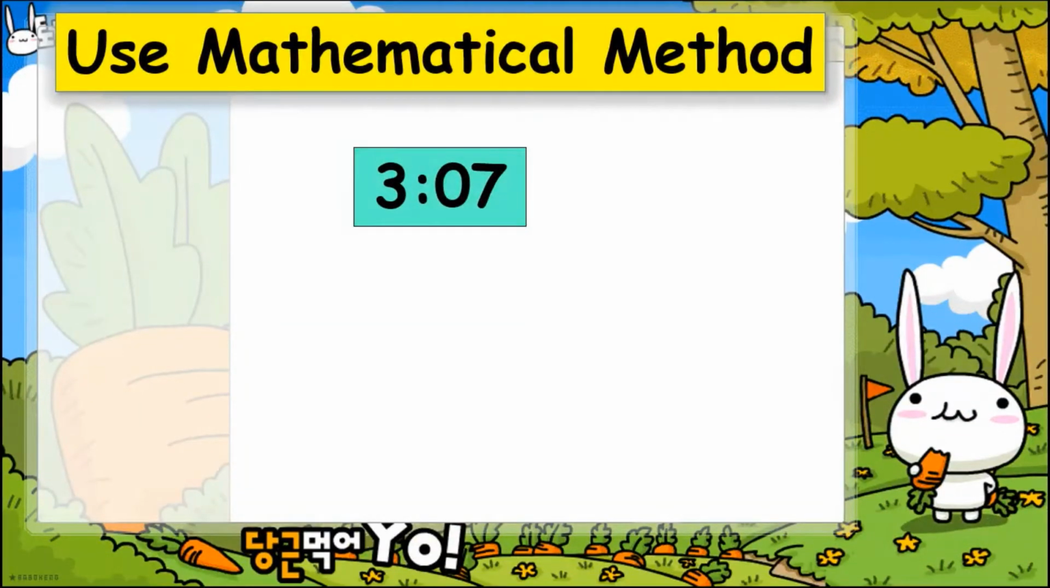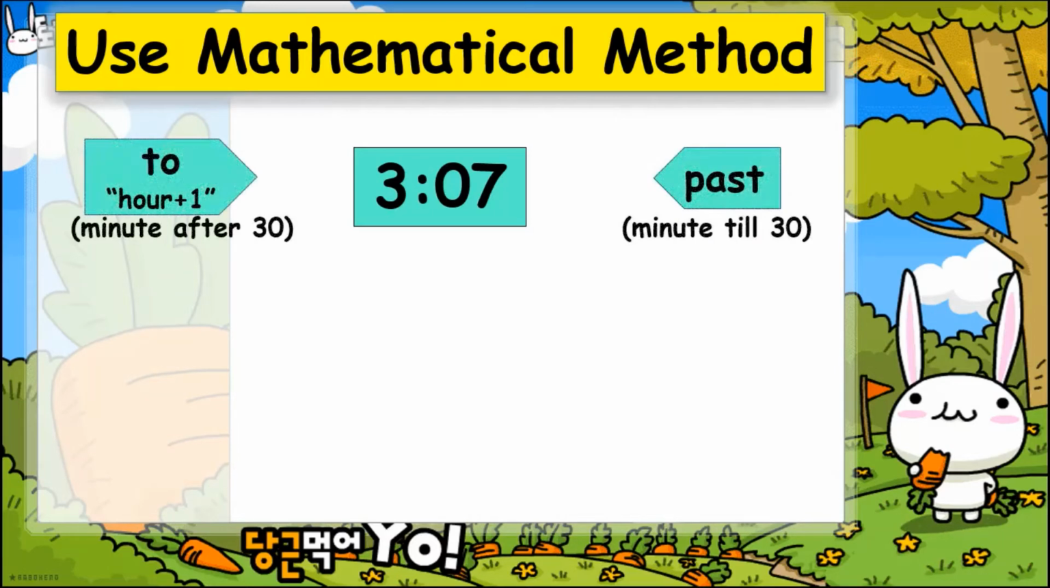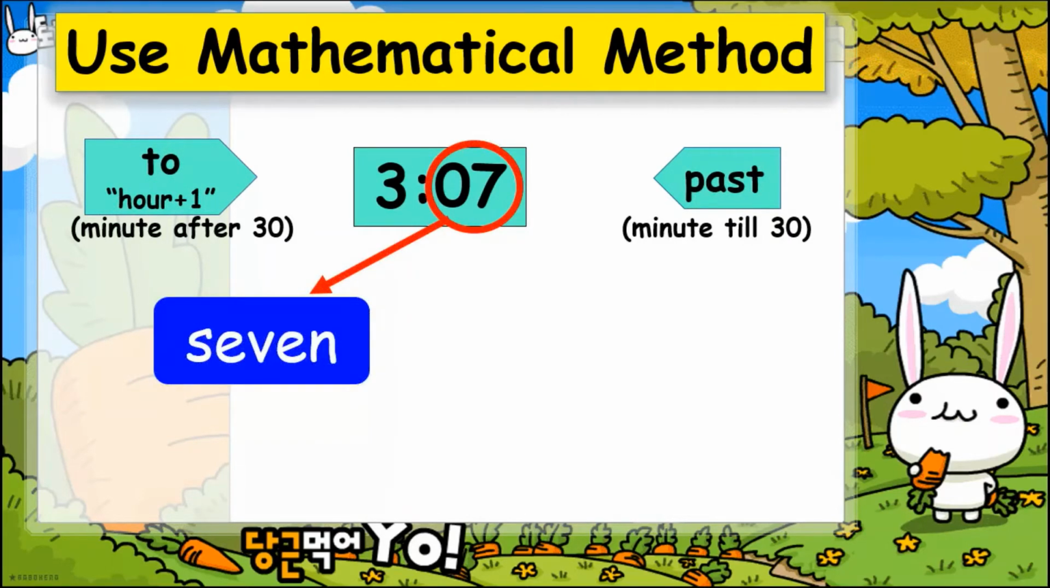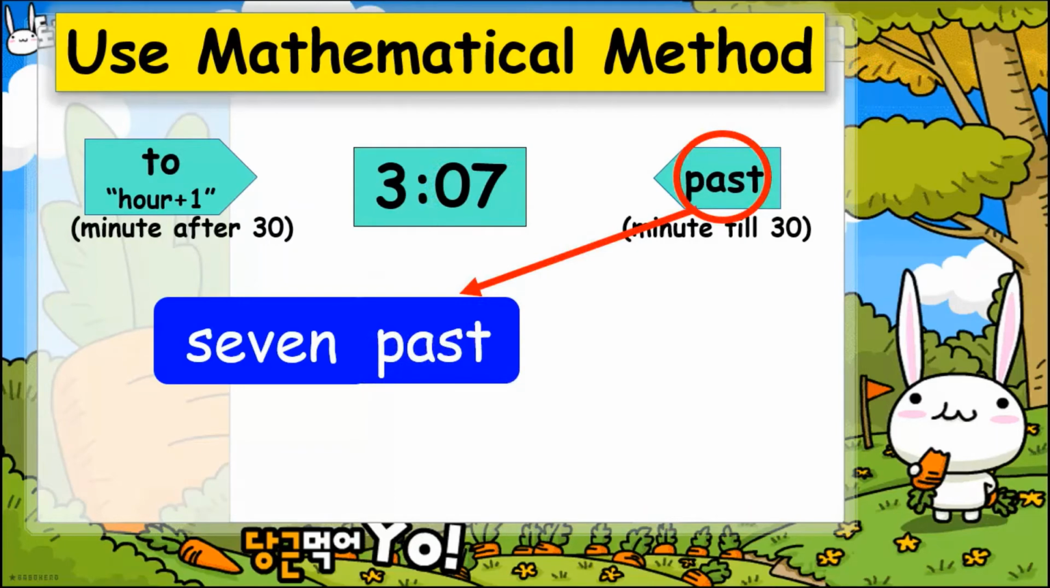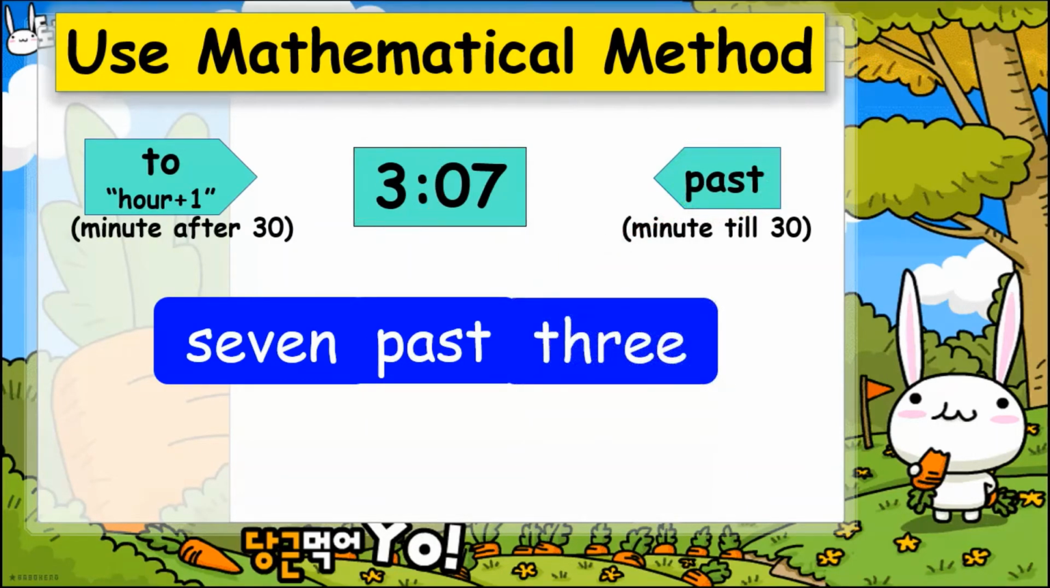Let's use mathematical method to read time in British style. For example, to tell 3:07 in British style, let's put the needed note by the side. First of all, read minute first, that is 7. Then, since minute not over 30, we use past. Finally, read hour, which is 3. So the answer is 7 past 3.